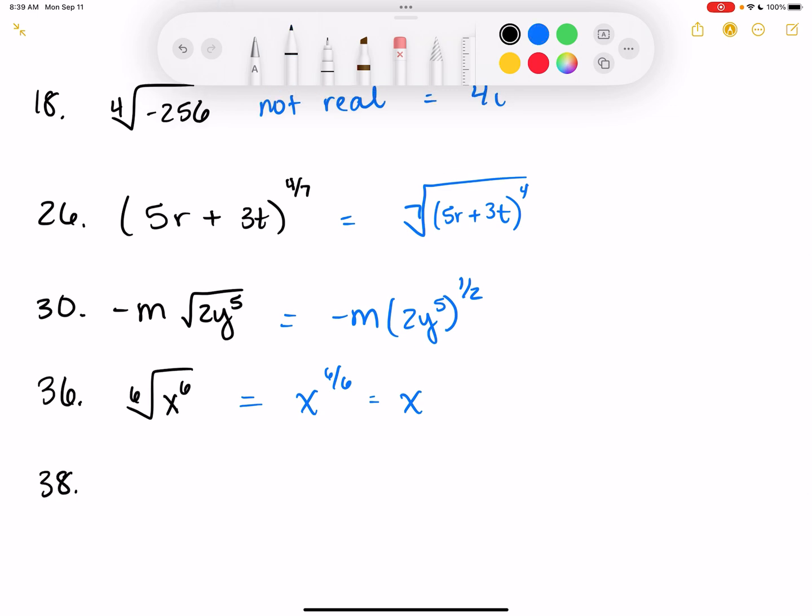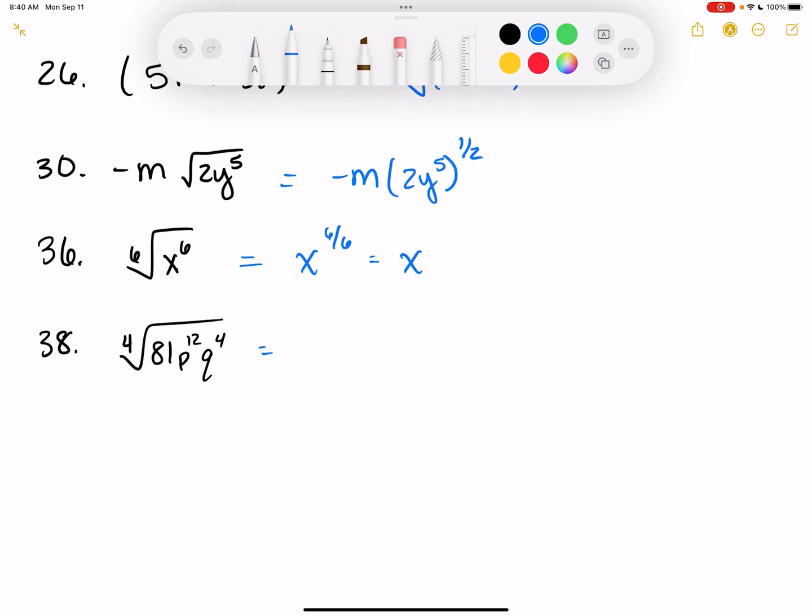Let's see, 38. The 4th root of 81 p to the 12 q to the 4. So I want to, kind of like we did with the ones that there was like 256 or 343 or whatever, we wanted to factor stuff down. We kind of want to do the same thing with this. I need to take things out in groups of 4, because it's a 4th root. So is there anything that you know that raised to the 4th power gives you 81?